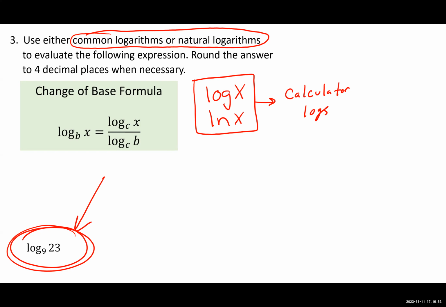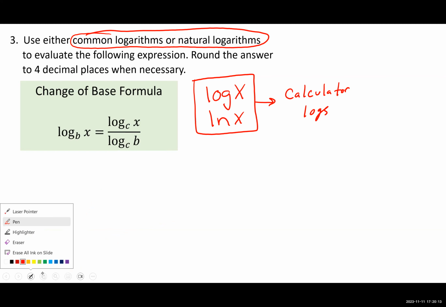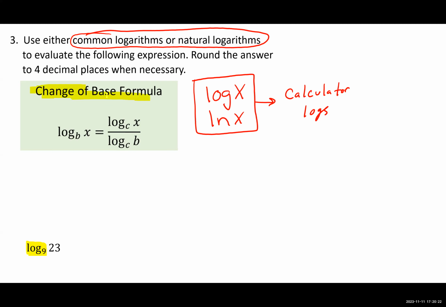There's no calculator with a log base 9 button. Right? We want to do in this problem down here, the log base 9 of 23. There's no log base 9 button. But what we can do is change the log base 9 into one of those calculator logs. And for that, we use what's called the change of base formula.